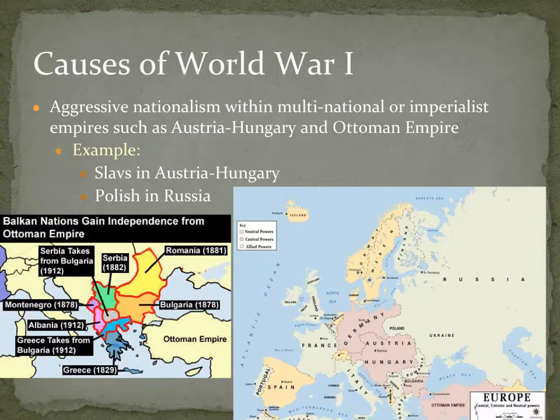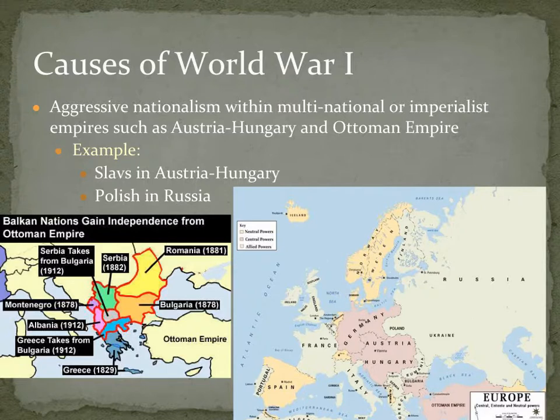Examples would be the Slavs in Austria-Hungary. So Slavs are people from Eastern Europe. These are people who want to have their own nation, not be under Austria, which is like a German-speaking government. They want to have a nation for their own people, and Austria-Hungary doesn't want that to happen.